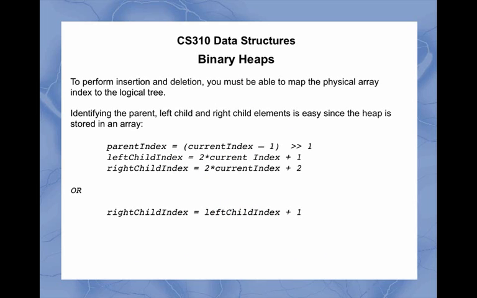So to manipulate these elements in an array while keeping the heap properties in mind, we need to be able to identify the parent and child indices of the elements. So here are the formulas for doing that. The parent index is the current index minus 1, right shifted by 1, which is division by 2. This is just a bit shift. It's actually division by 2. The left child is 2 times the index plus 1. The right child is 2 times the index plus 2, or the left child plus 1, of course.